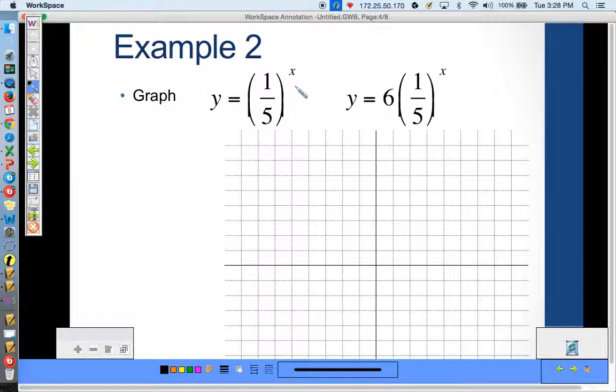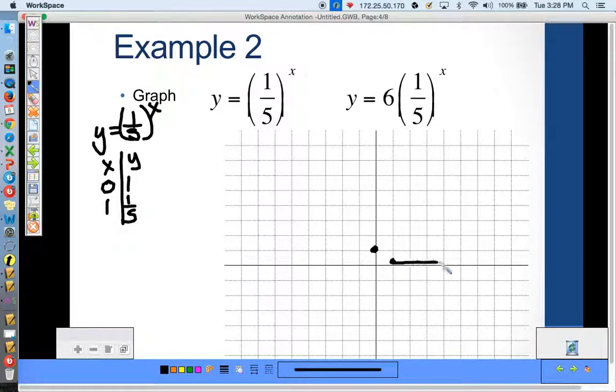Well, what about these where b is between 0 and 1? Well, we have our decrease there. So y equals 1/5 to the x power. We can make our xy table. Well, 0 gives 1, and 1 gives 1/5. So we have 0, 1 and 1, 1/5. So it runs along the x-axis and then increases this way.